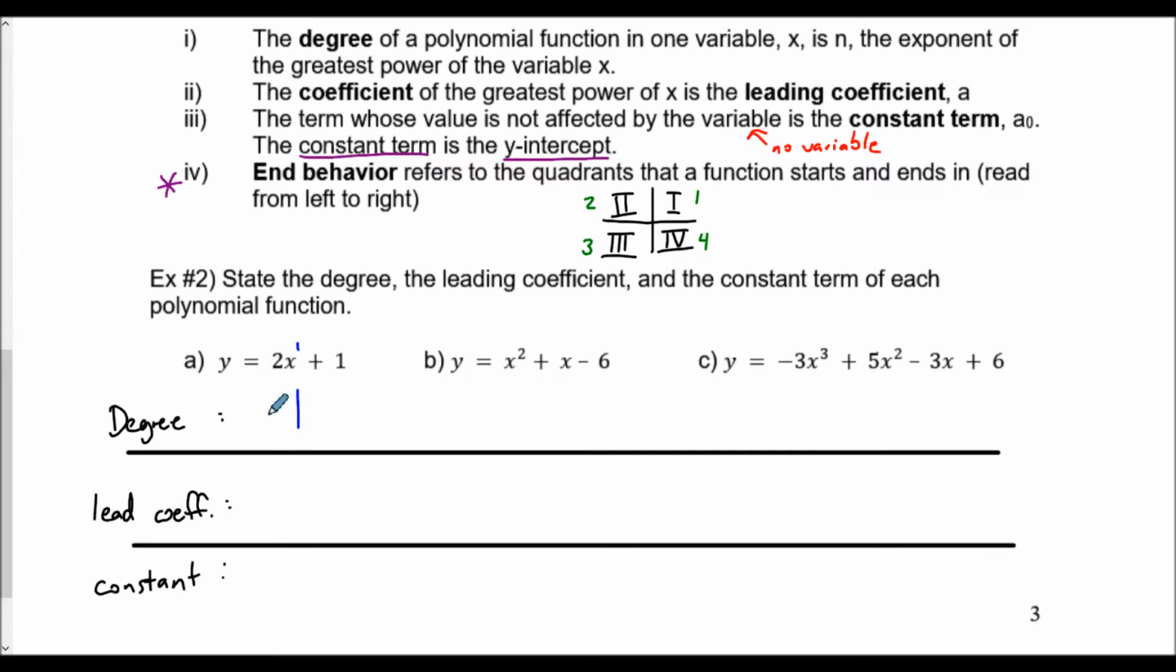And the second one, now let's just talk about all degrees first. Our highest exponent here is 2. And our highest exponent in the last one is 3.